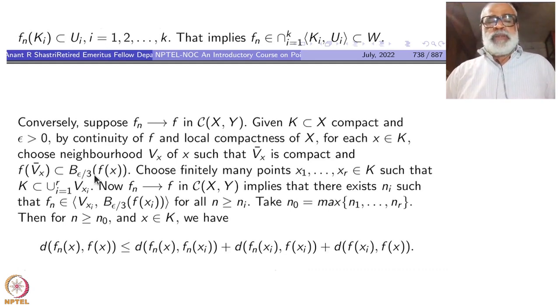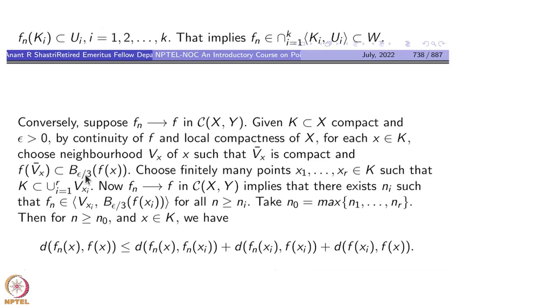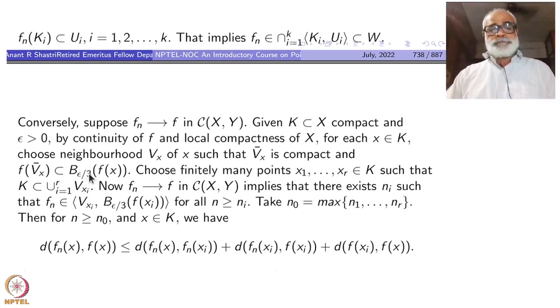So epsilon by 3 is just an afterthought. I could have chosen some epsilon, but finally I will get 3 epsilon, so that is why I have to start in the beginning with epsilon by 3. Again, local compactness and continuity of f is used. So far, the sequence fn hasn't entered here.